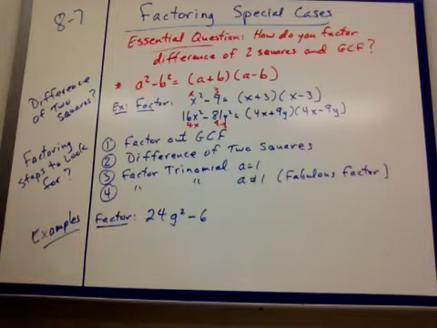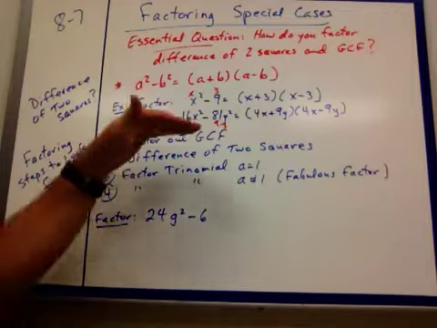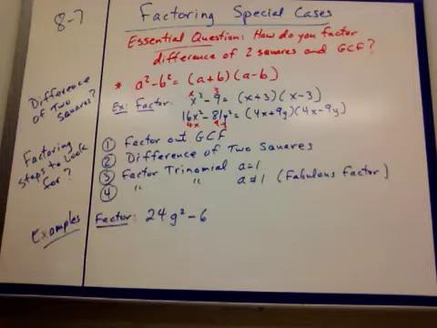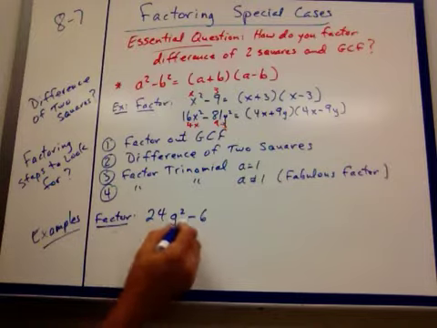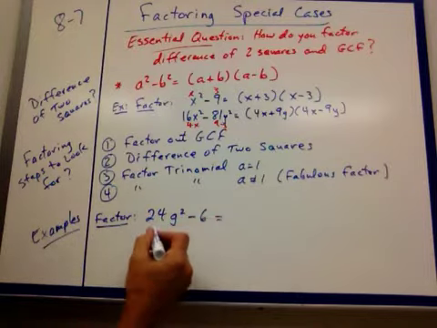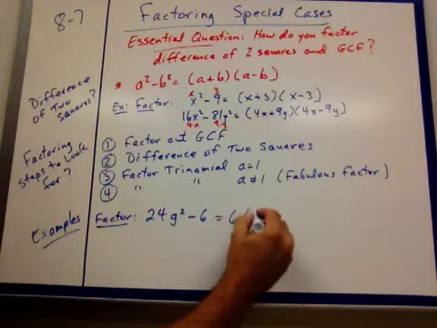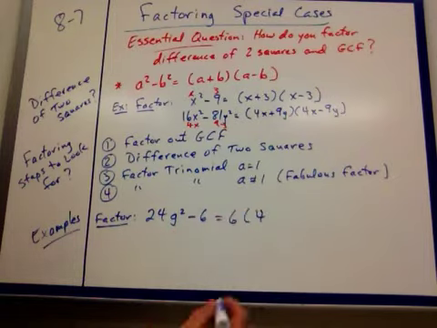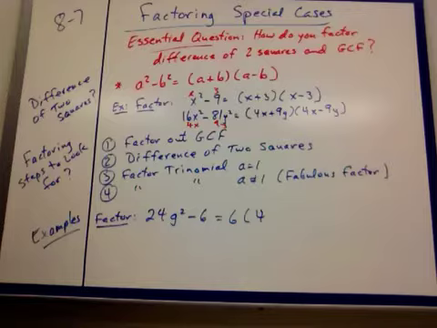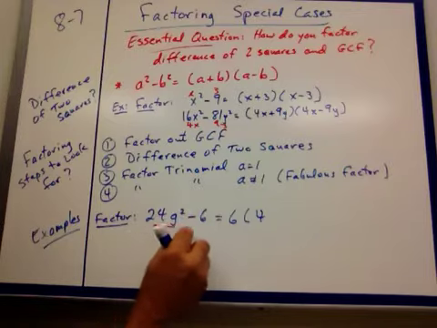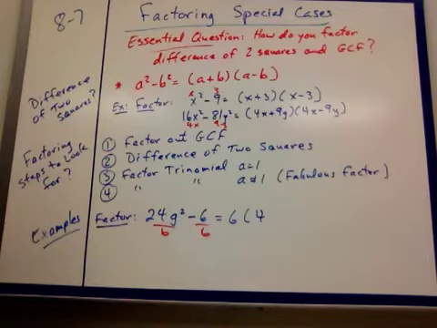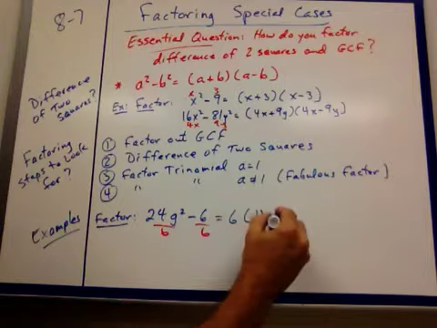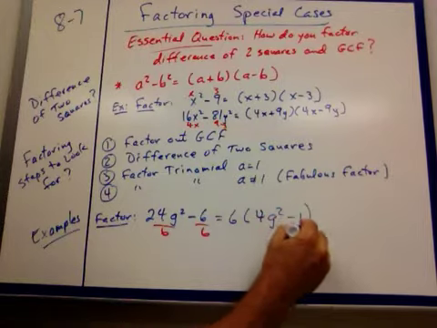So let's take a look at some examples here. Thinking this thought process right here. Okay? 24g squared minus 6, I want to factor that. First thing I want to look for, is there something I can factor out of this? And yeah, 6 goes into both of them. Remember when we factor out greatest common factor, then I can think about factoring that 6, that greatest common factor, into both of them. I'm going to get 4g squared minus 1.